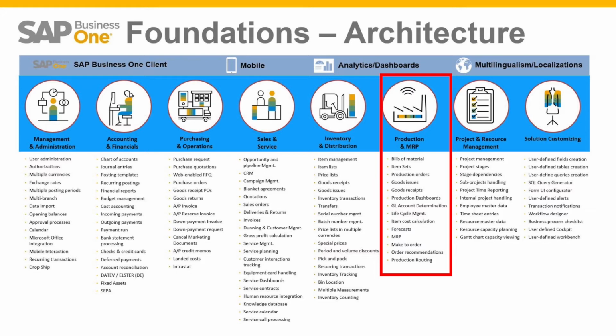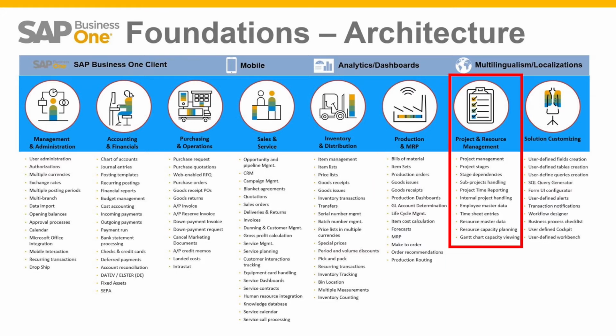We have projects and resource management as well. So you could set up projects. You could even see the Gantt, allocate resources, have critical path, all that stuff. That's part of the system out of the box as well.